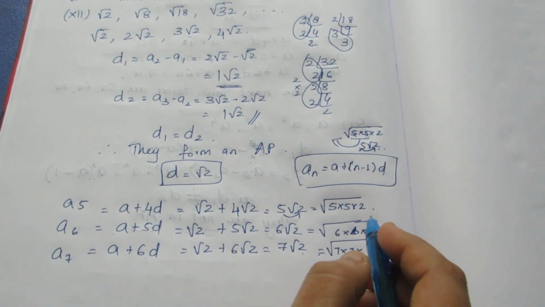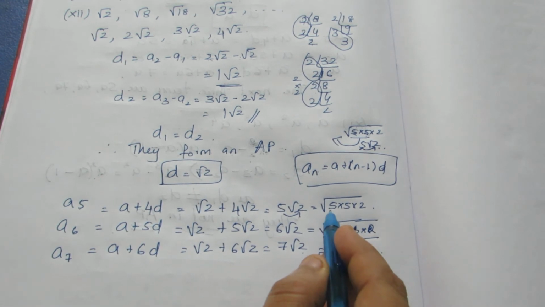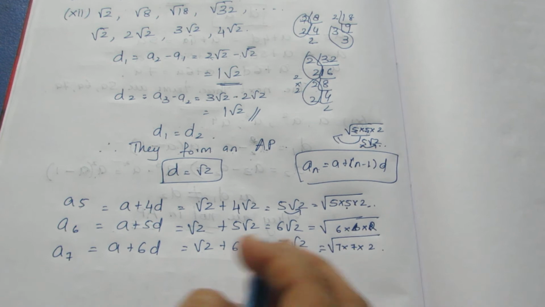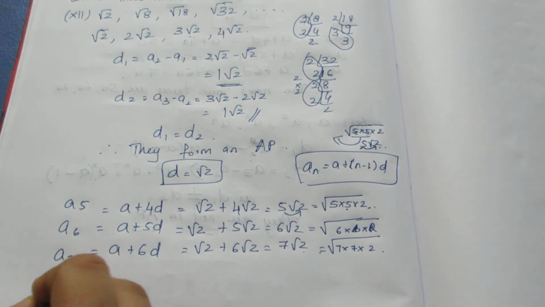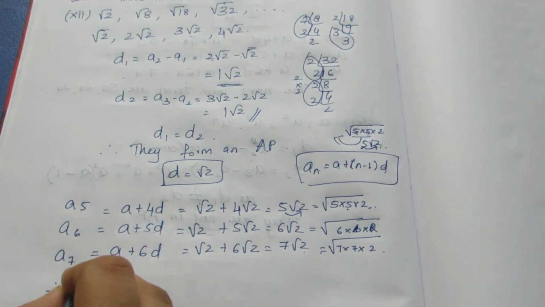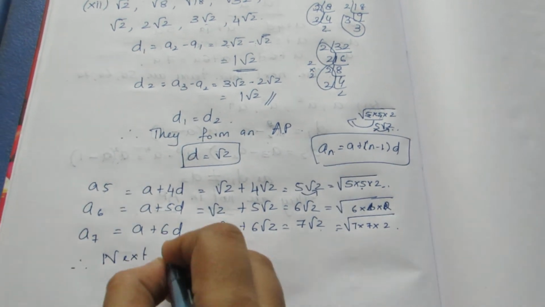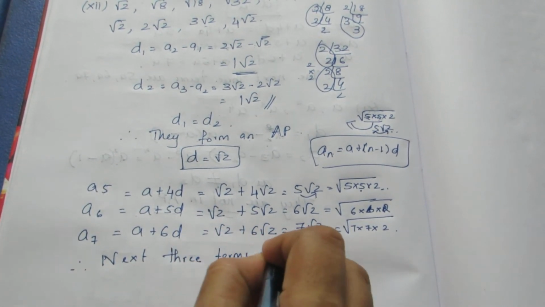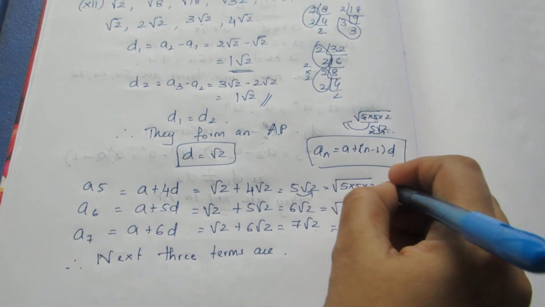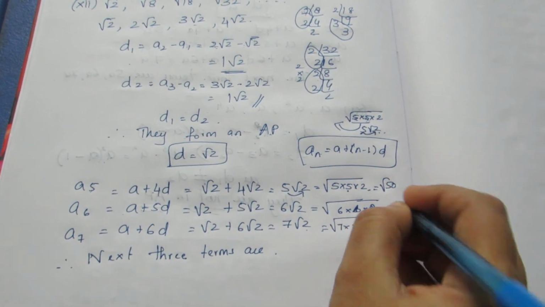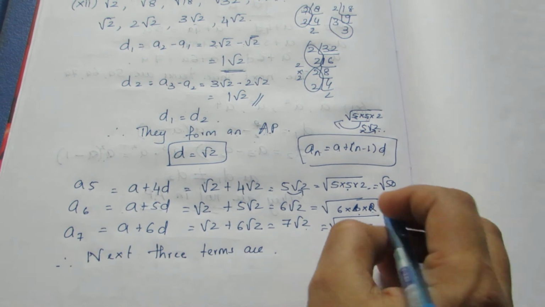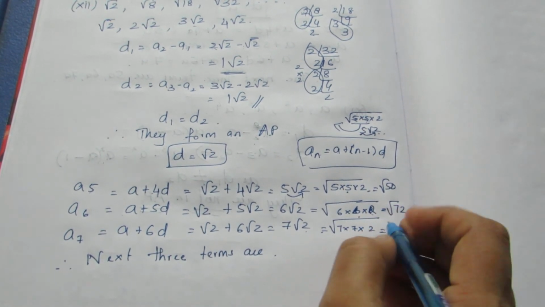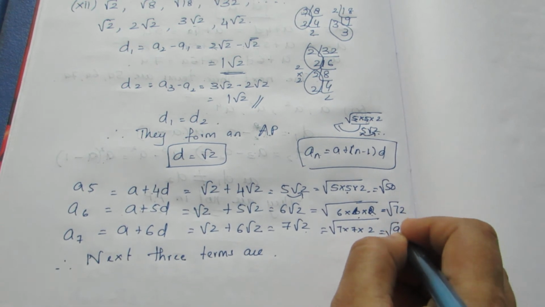So you need to give your final answer like this. If I multiply this, 2, 5 5s are 25, 25 2s are 50. So therefore the next 3 terms are: here root 50. Here 6 6s are 36, into 2 is root 72. Here 7 7s are 49, into 2 is root 98.